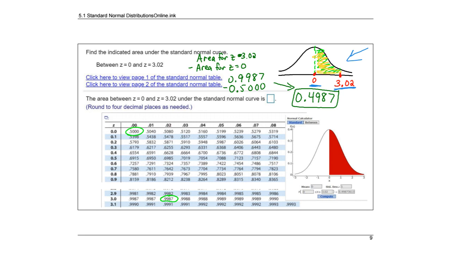So now I can go into StatCrunch. I showed you that here. I went to the normal calculator. I hit between, and then I popped in 0 and 1 for the mean and standard deviation, and put in 0 for my lower boundary for x, and 3.02, and it gave me the same answer of 0.4987.